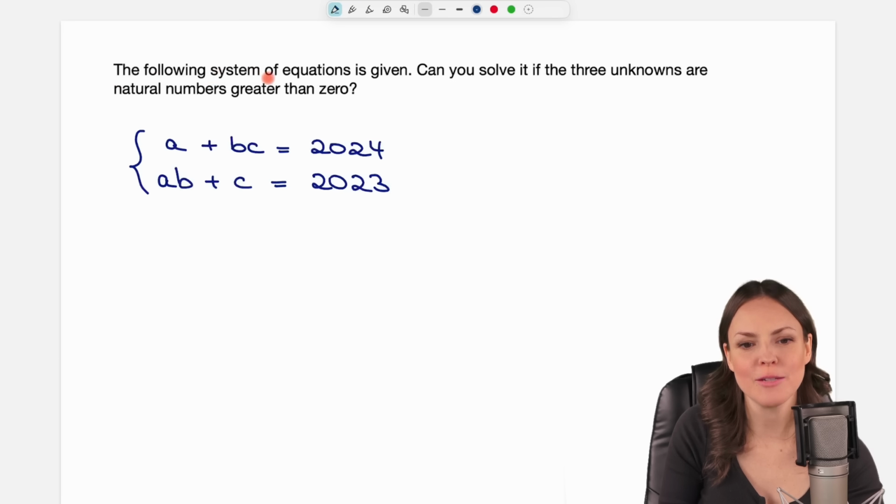Hello, my lovelies. It's Susanna, and today I want to show you how to solve this problem. The following system of equations is given. We can see our system of equations here. Can you solve it if the three unknowns are natural numbers greater than 0?